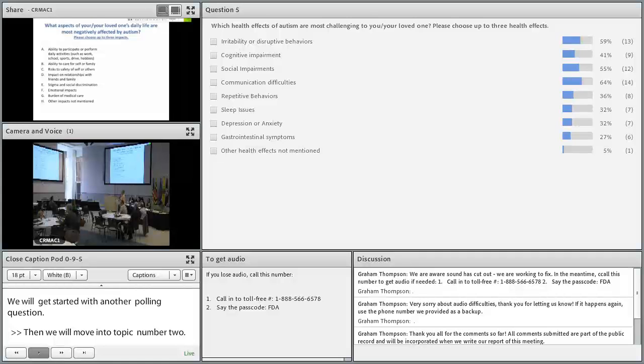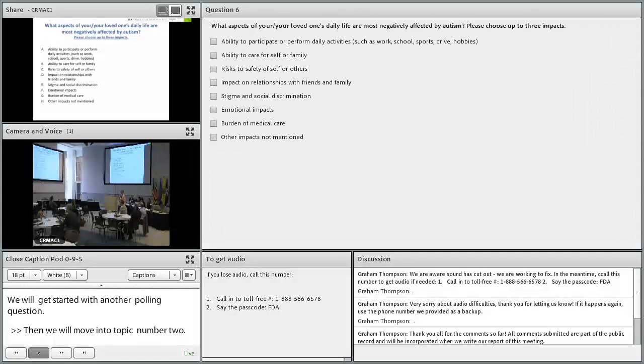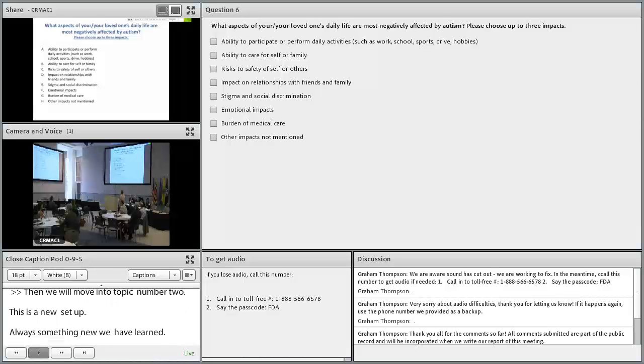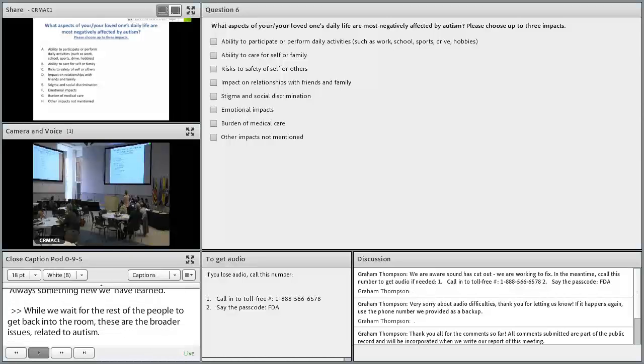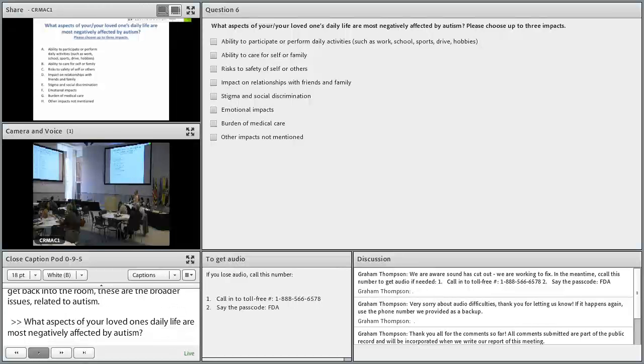So while you're sitting here and while we wait for the rest of everyone to get back into the room, here's the question that you can think about. These are the broader issues related to autism, broader than the specific health effects. But what aspects of your or your loved one's daily life are most negatively affected by autism? And again, we'll ask you to choose up to three things. So we'll give you a few minutes just to think about this question.